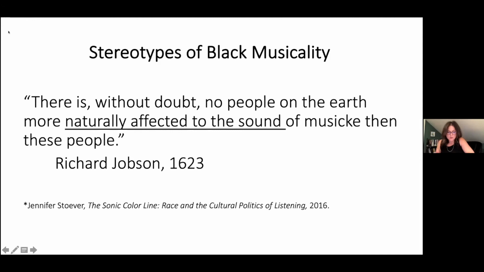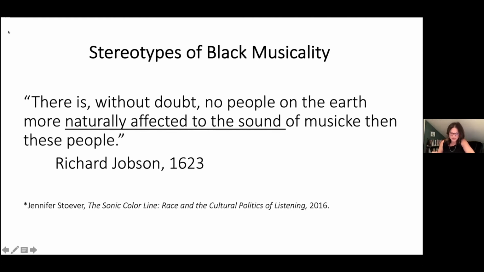So Jobson wrote that there is without a doubt no people on the earth more naturally affected to the sound of music than these people, meaning Africans. Importantly, the substance of his comment, that the people he observed are naturally affected by the sound of music, differs from the idea that Africans have a particularly natural ability to make music, the stereotype that would come and that we're more familiar with today.